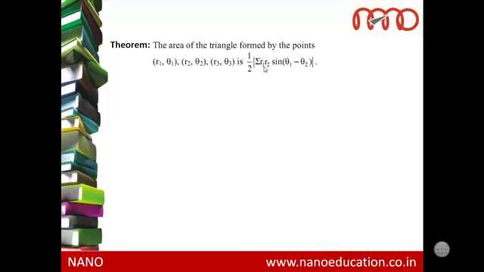sigma r1 r2 sin(theta 1 minus theta 2), which is nothing but half of r1 r2 sin(theta 1 minus theta 2) plus r2 r3 sin(theta 2 minus theta 3) plus r3 r1 sin(theta 3 minus theta 1). We have to cyclically expand this summation. Now let us look at the proof of this theorem later. Let us remember this as a formula to calculate the area of the triangle.